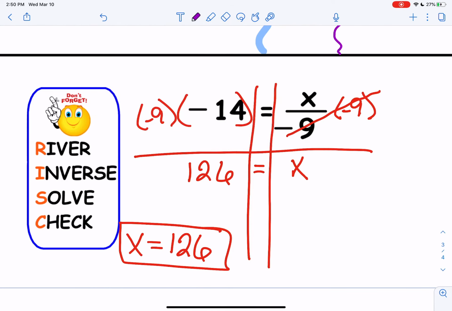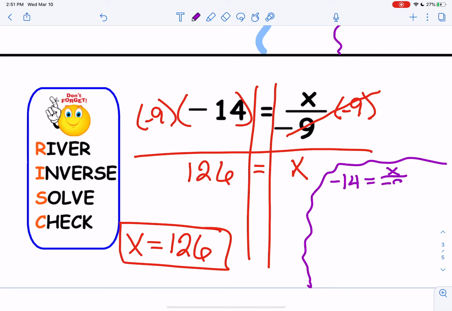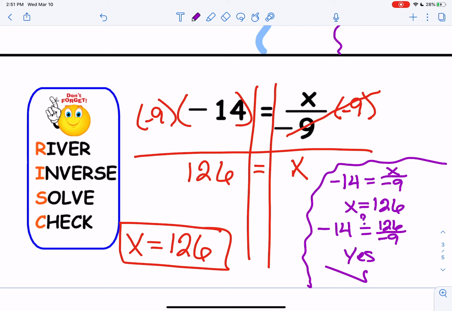To check it, let me go ahead and kind of draw a little line here. To check it, we start with the original equation. We're saying that x is 126. We're going to plug that in for x, and we're going to see, does 126 divided by -9 equal -14? And yes, it does. All right, so that's how you solve one-step equations.